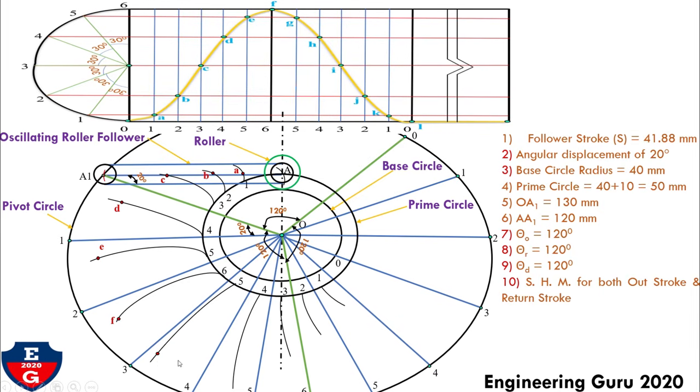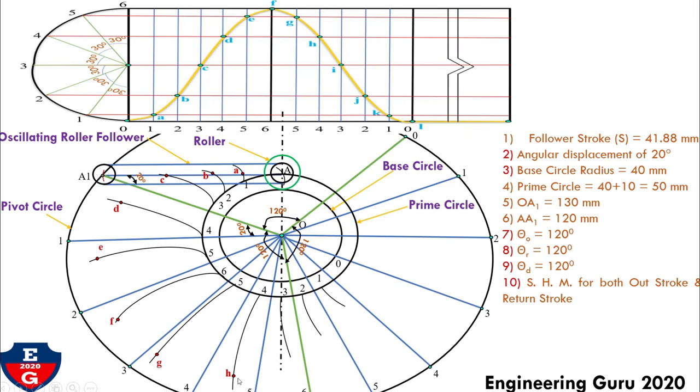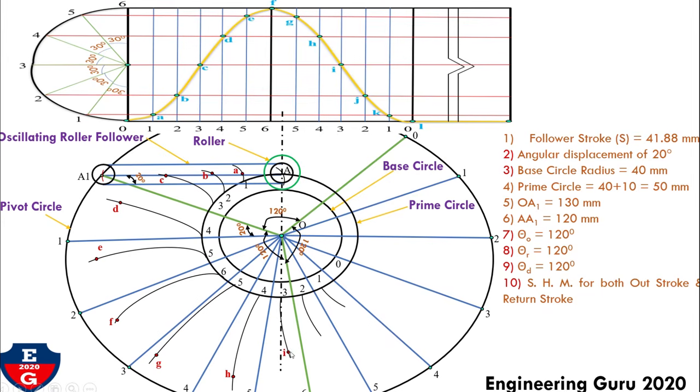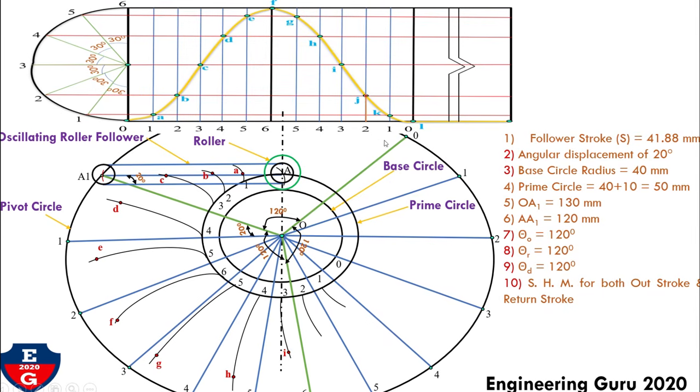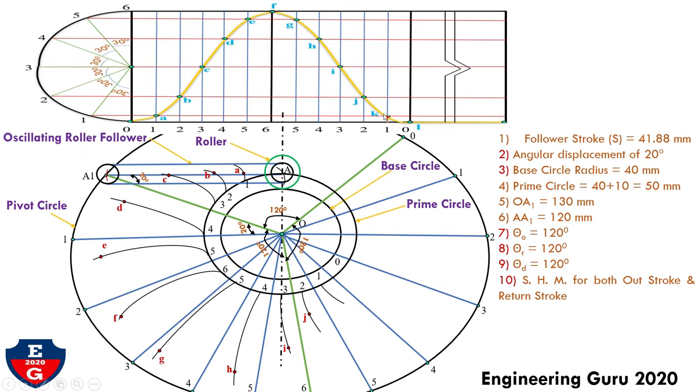locate point G. Then 4 to H with the help of a compass on this arc, you can locate point H. Then 3 to I, same on this arc, locate point I. Then 2 to J with the help of a compass, you can locate the point J. 1 to K, locate point K, and final point L.